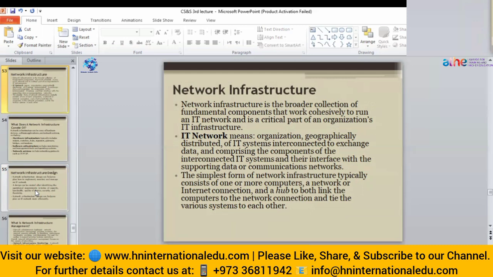So we can say that the environment in which we have made the networking, and we are transferring data from source to destination, from one branch to another branch, from one system to another system, is over network infrastructure. The simplest form of network infrastructure typically consists of one or more computers, like a network or internet connection, and a hub to both link the computers to the network connection and tie the various systems to each other. Now, when we are utilizing the best protocol, best hardware components, and software components to build an environment inside our organization, that is known as our network infrastructure.